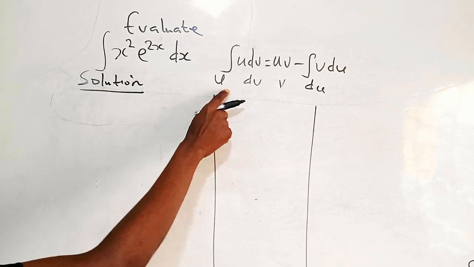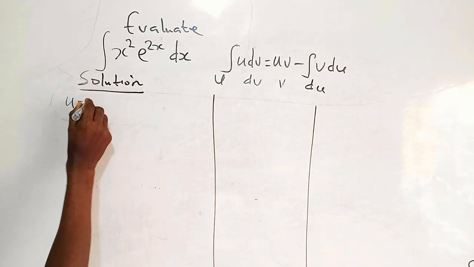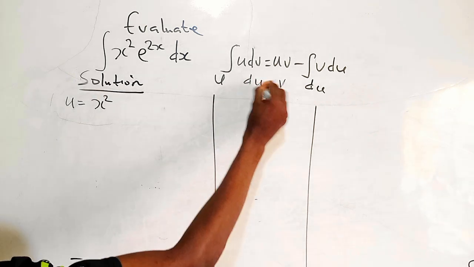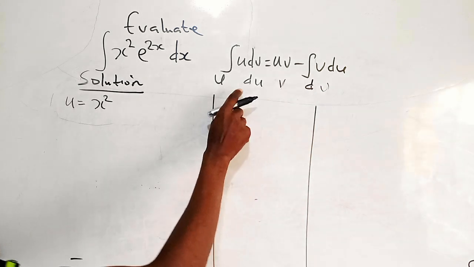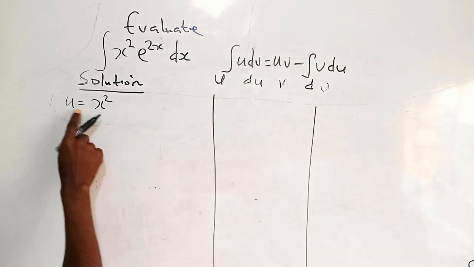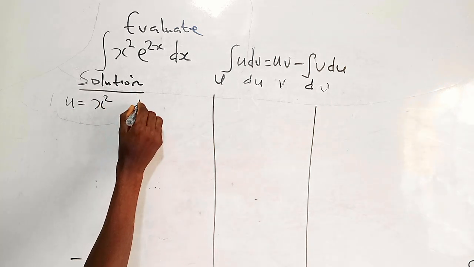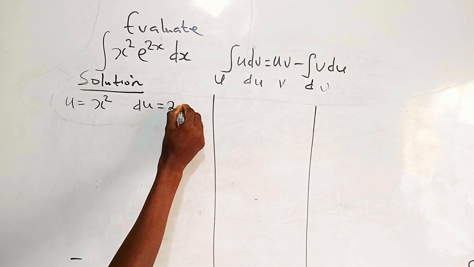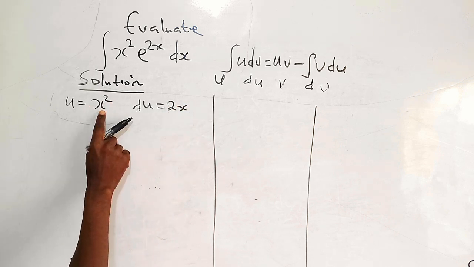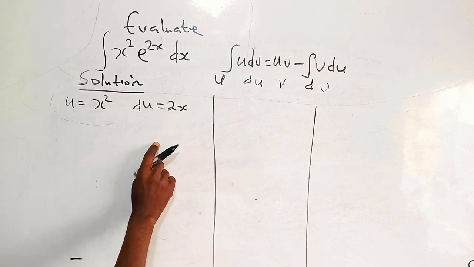So how do we go about this? Let us start with u. So u equals x squared, okay? And let me assume this is u, this is dv. So for du, you just differentiate this with respect to x. So here you have du to be 2x. How do you do that? You multiply 2 with x, you subtract 1 from the power, and it gives you this.